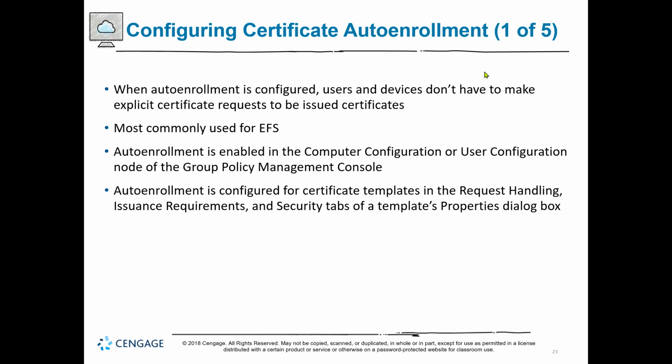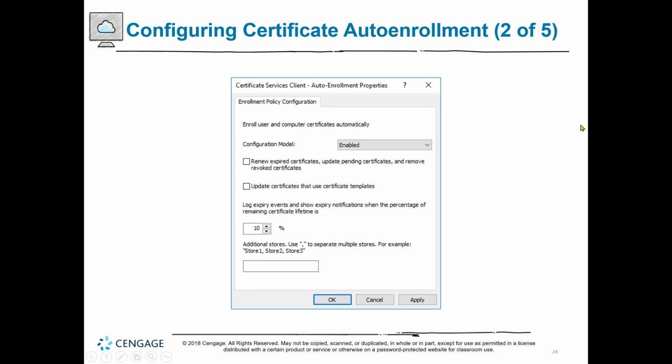Configuring certificate auto enrollment. When auto enrollment is configured, users and devices don't have to make explicit certificate requests to be issued certificates. Most commonly used for EFS, auto enrollment is enabled in the computer configuration or user configuration node of the Group Policy Management Console. Auto enrollment is configured for certificate templates in the request handling, issuance requirements, and security tabs of a template's properties dialog box.